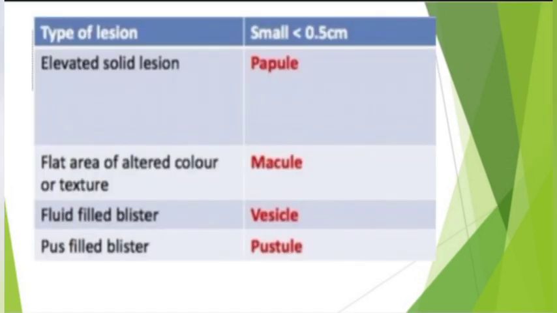We will see the characteristics of these lesions. Elevated solid lesion is called a papule. Flat area of altered color or texture is macule. Fluid filled blister is vesicle. Pus filled blister is pustule.